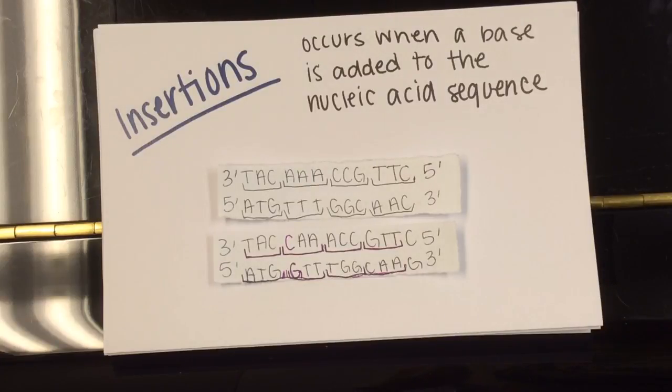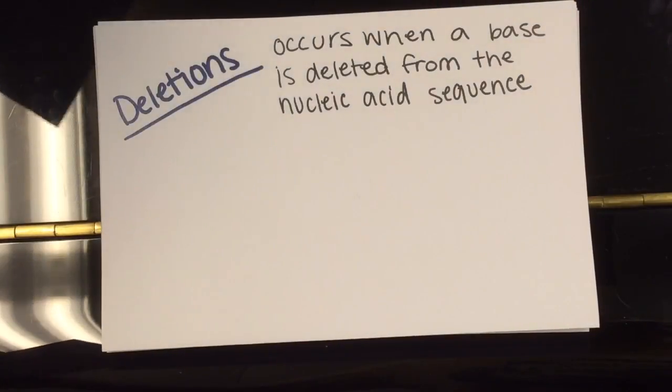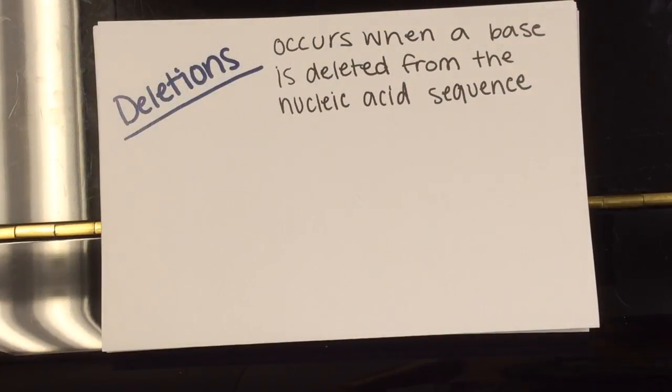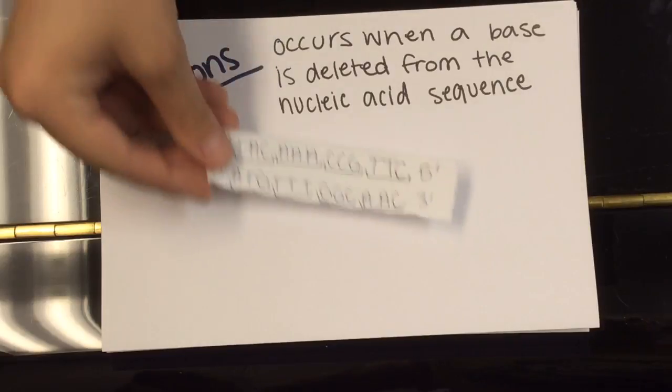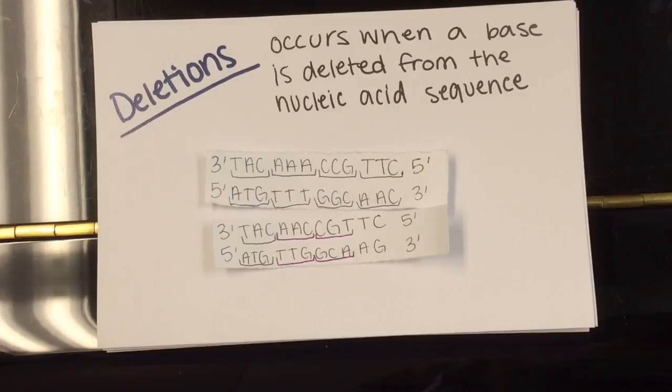The third type of point mutation is called a deletion. It has the same effects as an insertion, except that one nucleic acid base is removed from the sequence. This can also cause some major issues, but will also most likely render the protein non-functional.